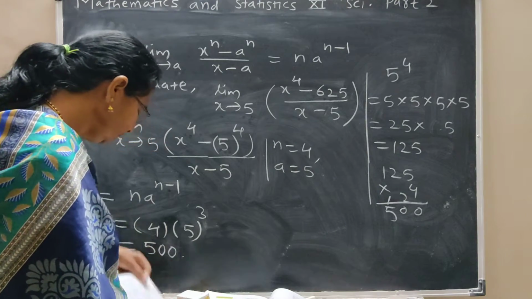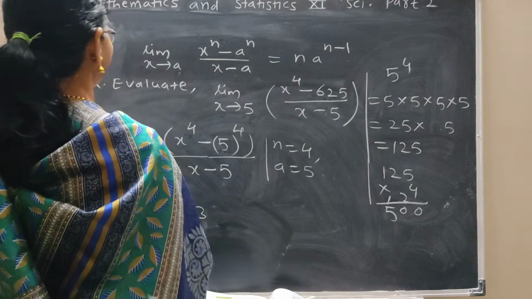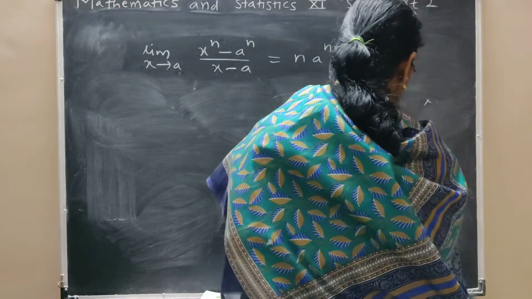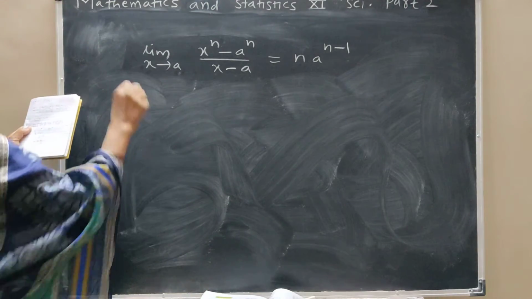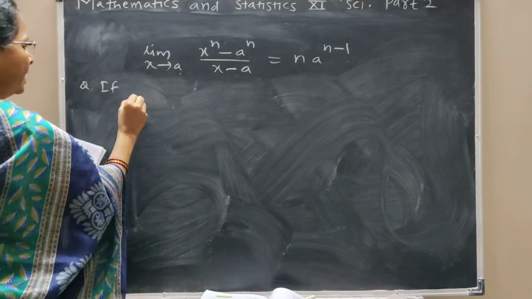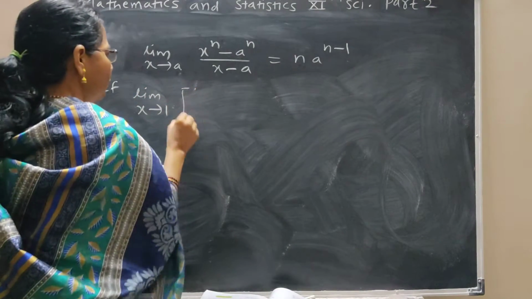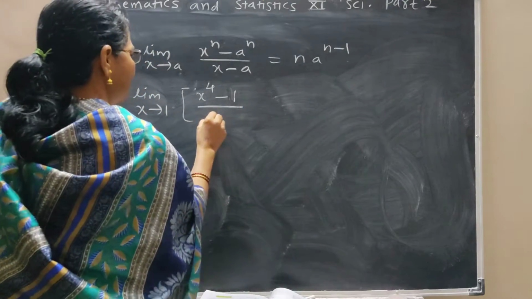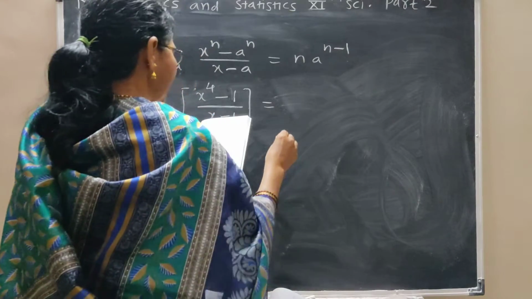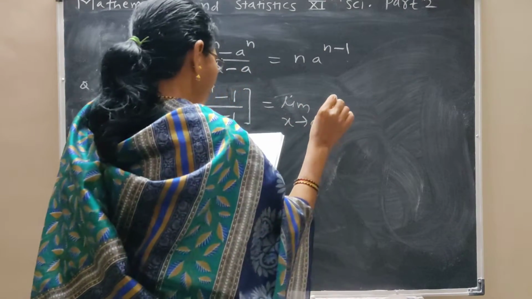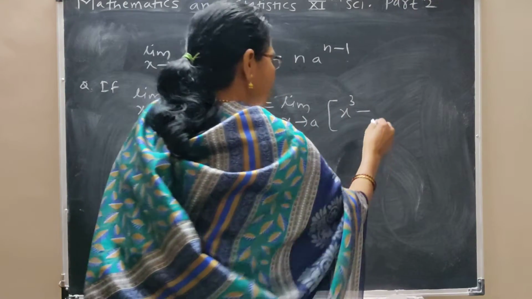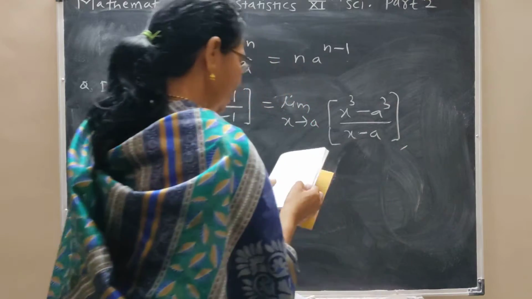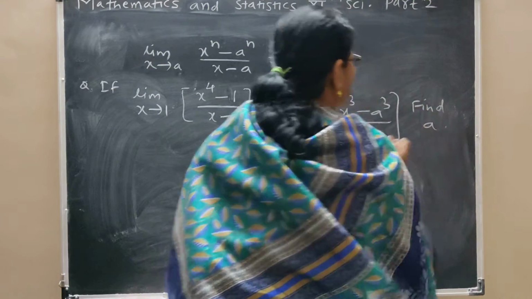Next is a question. If limit as x tends to 1, (x raised to 4 minus 1) upon (x minus 1) is equal to limit as x tends to a, (x raised to 3 minus a raised to 3) upon (x minus a), the question is find a. A we have to find.